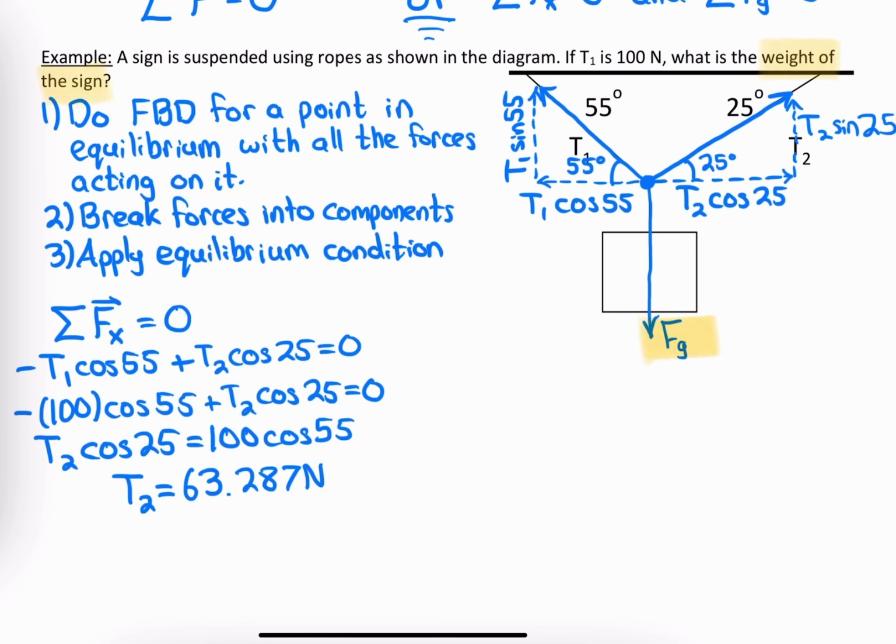In other words, I'm looking for this FG. That's in the y direction. So let's move ahead and look next at the y direction. So in the y direction, I've got this guy going down, so negative, and these two going up, so those will both be positive, and the sum of them should be 0. They're all going to cancel each other out.